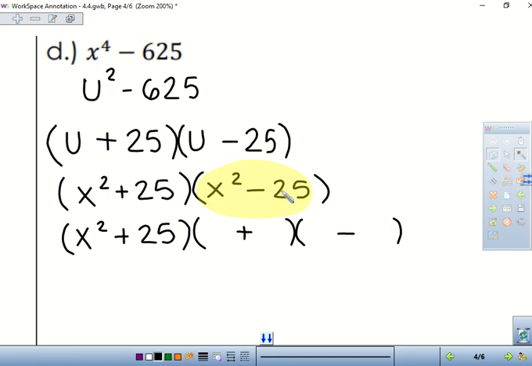So then from here, it's difference of squares, so you're going to take the square root of each of those. What is the square root of x squared? And what is the square root of 25? 5. So now there's nothing left to simplify, so this is our final answer.